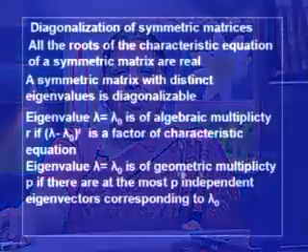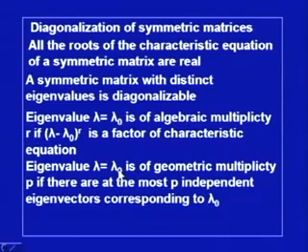Apart from this, we associate geometric multiplicity with the root lambda equal to lambda naught, and we say that P is the geometric multiplicity of the root if there are at most P independent eigenvectors corresponding to lambda naught. Like in the first example, the multiplicity was 2, but the geometric multiplicity comes out to be 1. But in the second example, the algebraic multiplicity is 2, and the geometric multiplicity is also 2, and in that case we have 2 independent eigenvectors, and that means the matrix can be diagonalized.